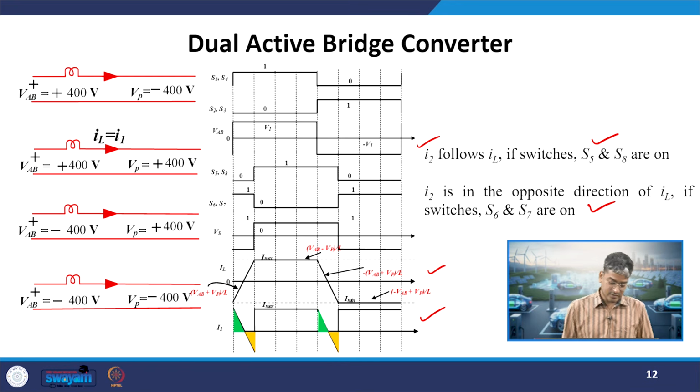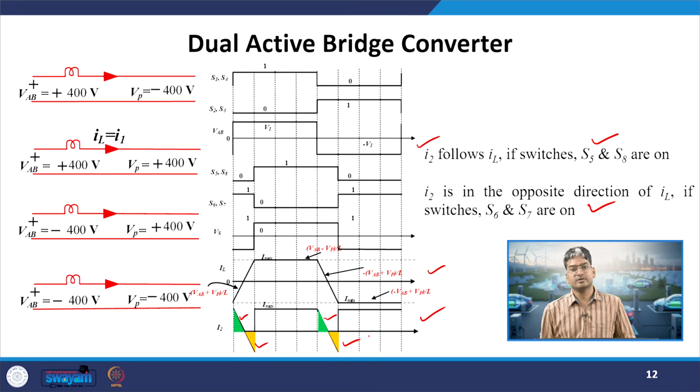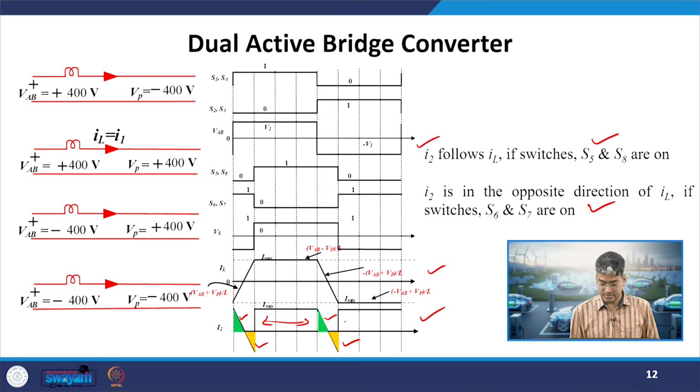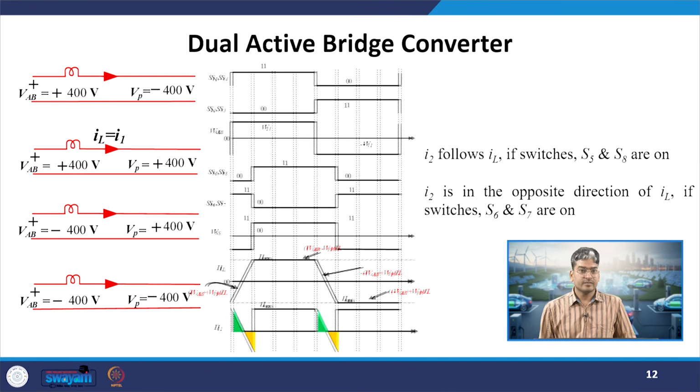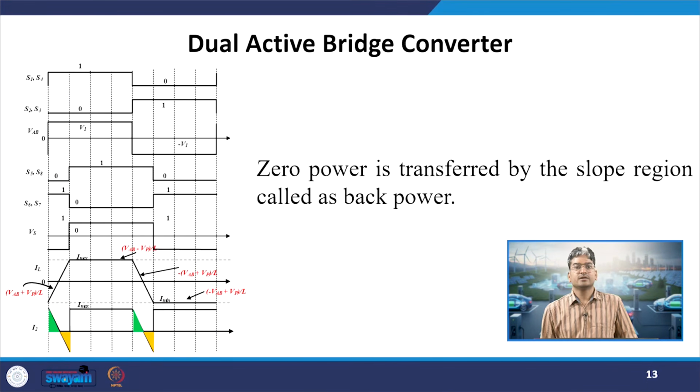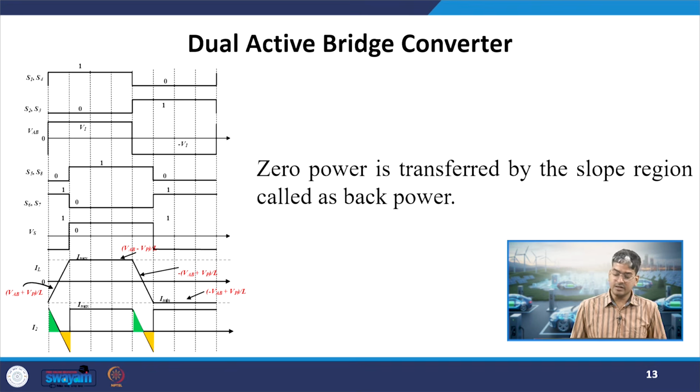When I calculate the average value, I will see that the areas marked in green cancel out with the areas marked in yellow, because they have equal and opposite area. So the net power will be transferred because of these 6 divisions which have constant current. The slope region does not participate in the power transfer; whenever the current is constant, it participates in the power transfer.